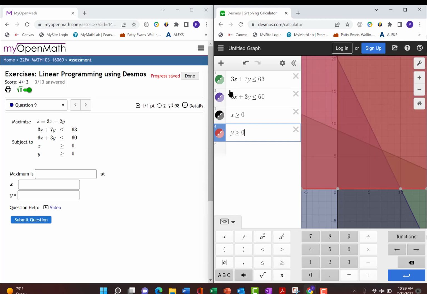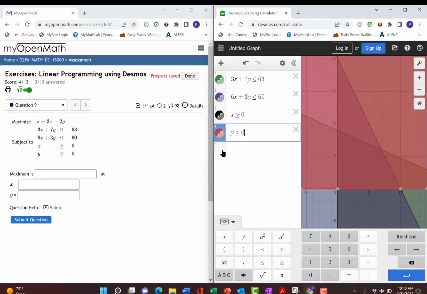So what we know is the feasible region is the polygon where the four shaded regions intersect. And the maximum that this objective function can take will occur at one of the four corner points we can see. So the only way we'll know is to take the values of the corner points and plug them into the objective function and see which one is biggest.